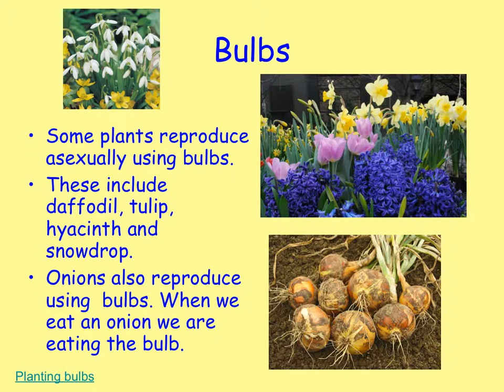Now, some plants reproduce asexually using bulbs, and examples of those are daffodils, tulips, hyacinths and snowdrops. And onions also reproduce using bulbs. So when we're actually eating an onion, we're actually eating a bulb. And what happens is when these bulbs are underground, they'll divide underground and new plants will form.